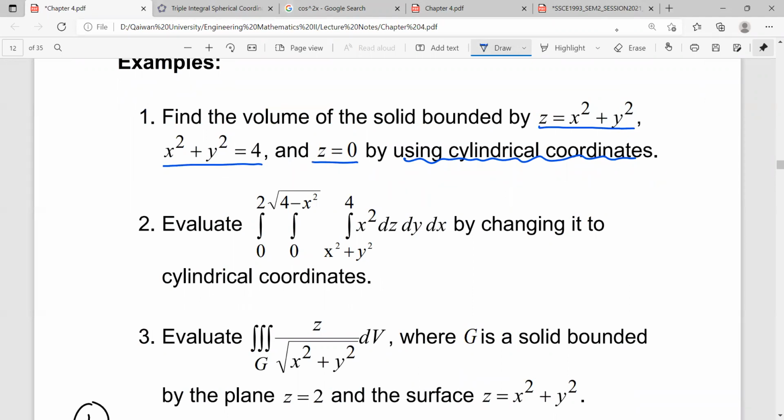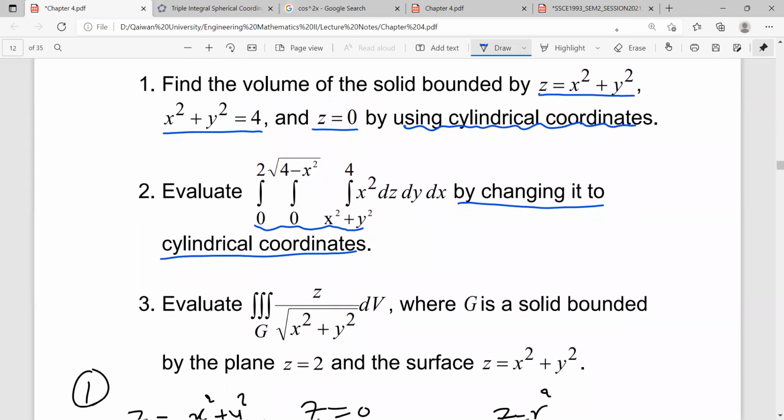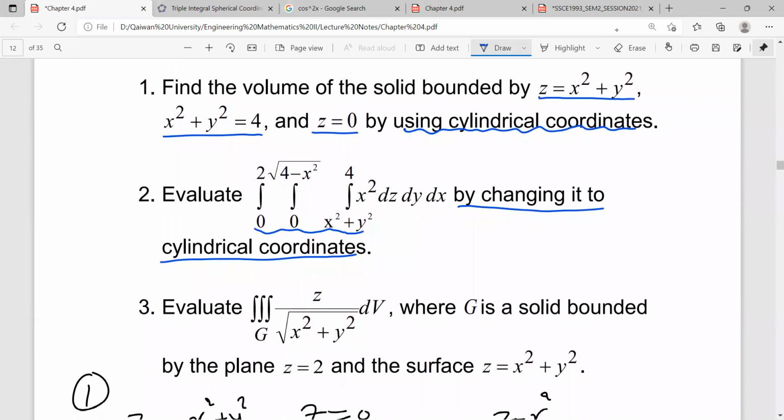We now have another example. It says evaluate this triple integral by changing it to cylindrical coordinates. That means here, this is the Cartesian coordinates. We must convert it to cylindrical coordinates, then find the triple integral. Now, let's write down the triple integral below.